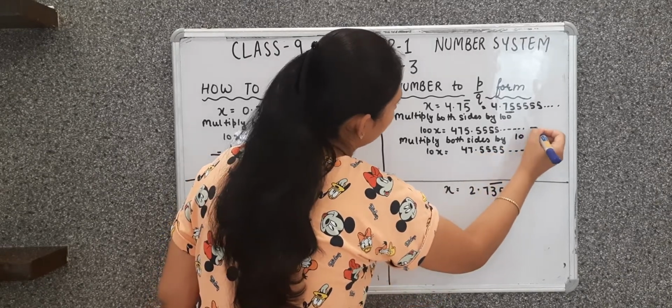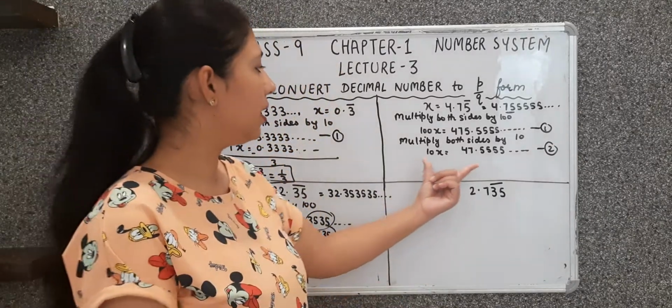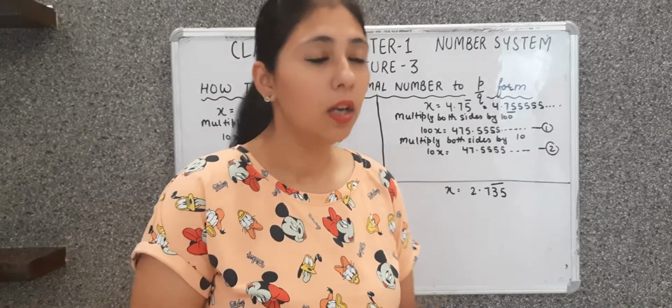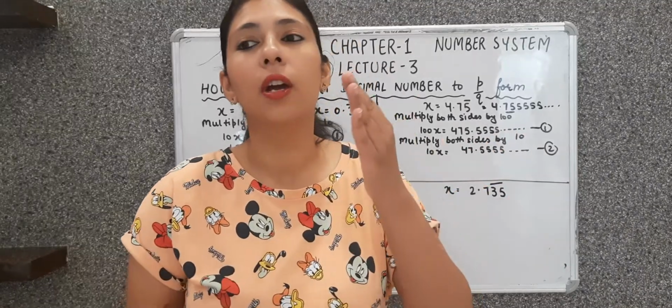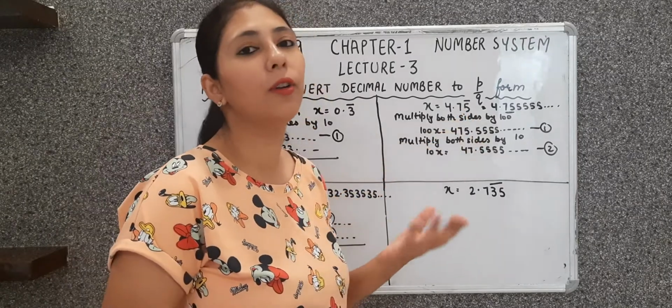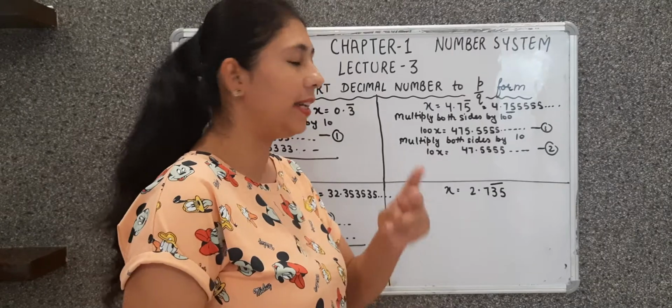Now if you check the first equation and the second equation, what will you see in these two equations? Their after decimal part is the same. This is the kind of question in which after the decimal you have a block of numbers, but not all the numbers are repeating. Like in this, 7 is not repeating, only 5 is repeating.